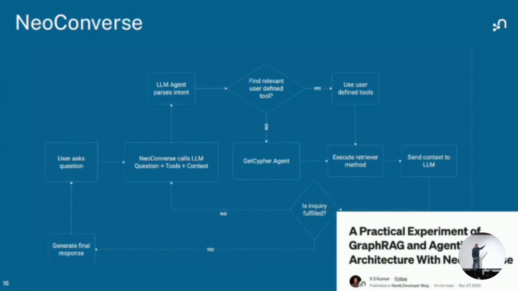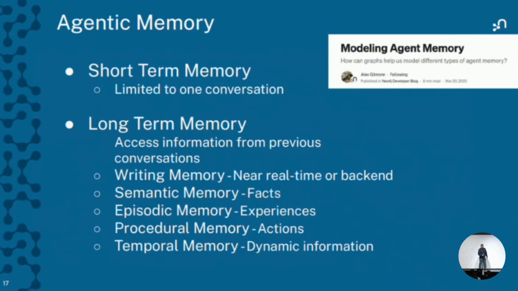And here is an implementation called NeoConverse. Neo is from Neo4j. Converse is as if you're talking to your graph. NeoConverse has the flow implemented. It's available for you to go play with. And here's a blog post associated with that if you are interested to take a look at it.